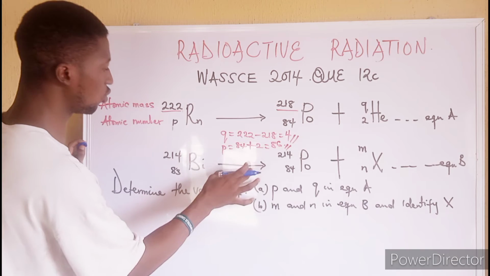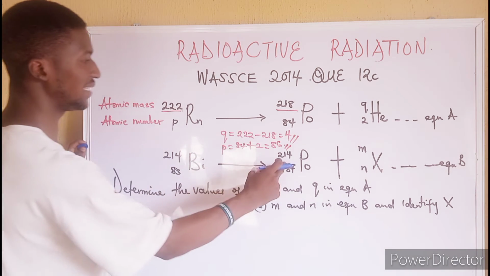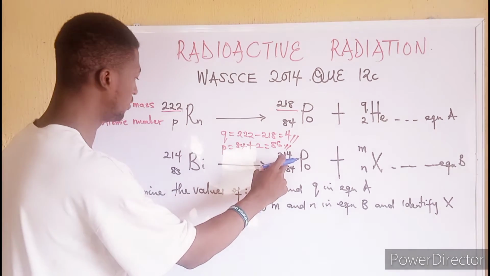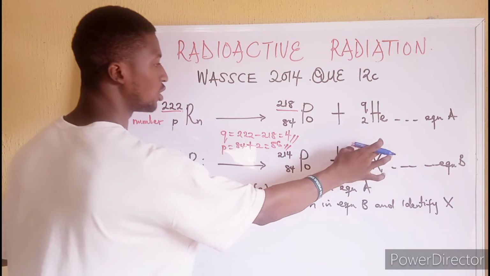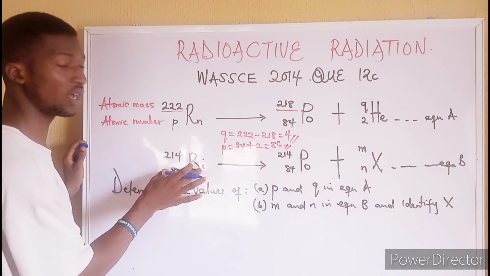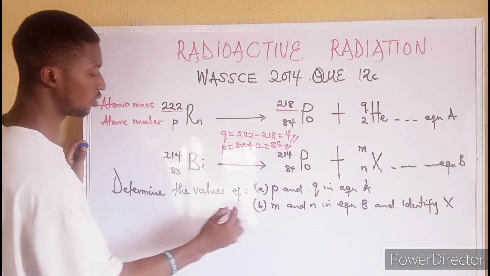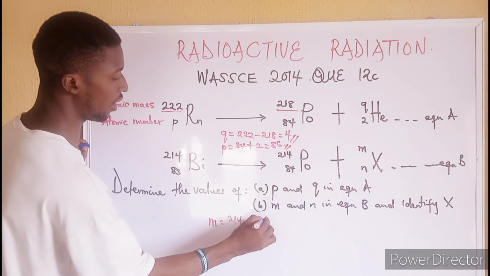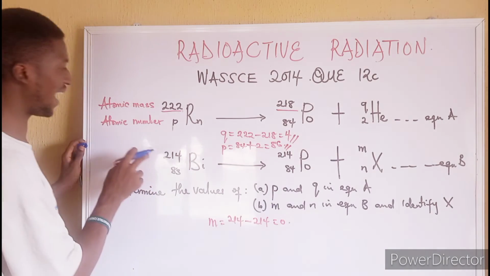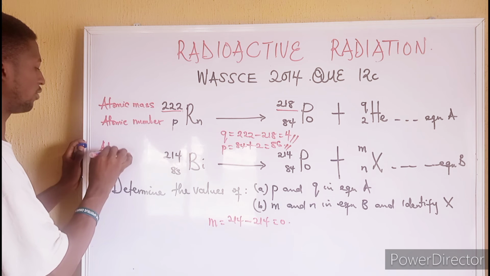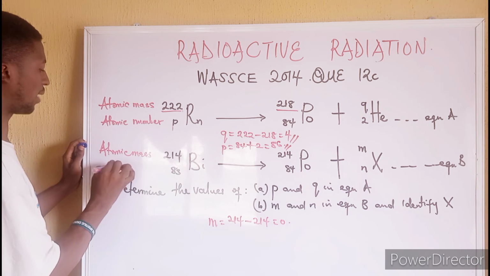Now let's go for the second equation. For the second equation, we have it that here it is 214 and it's still 214 that is here. So if this is 214 and this is 214, let's get the value of M. Don't forget, whatever you have on the right hand side must be equal to what you have on the left hand side. So to get our M, it equals this one minus this one, that is 214 minus 214. The value of M is 0. Now if the value of M is 0, that is the atomic mass is 0.